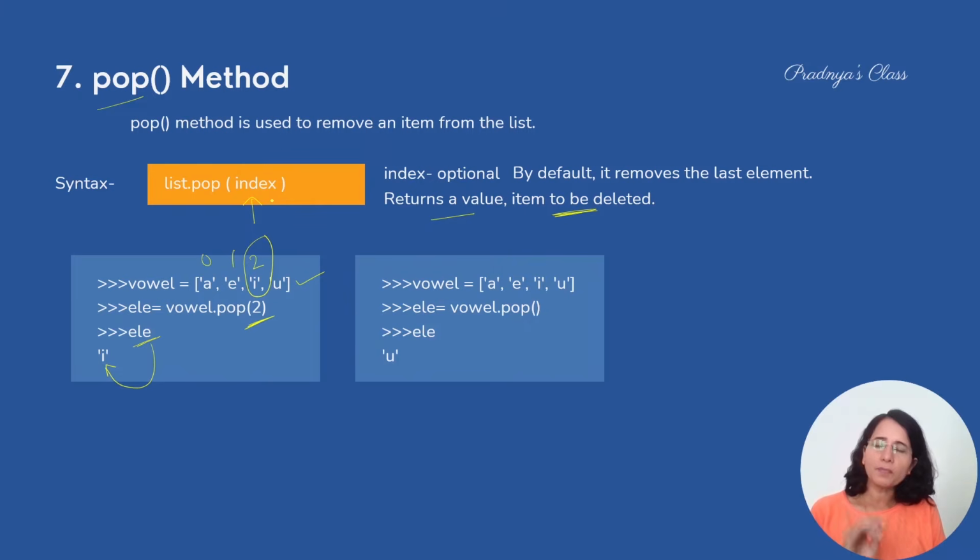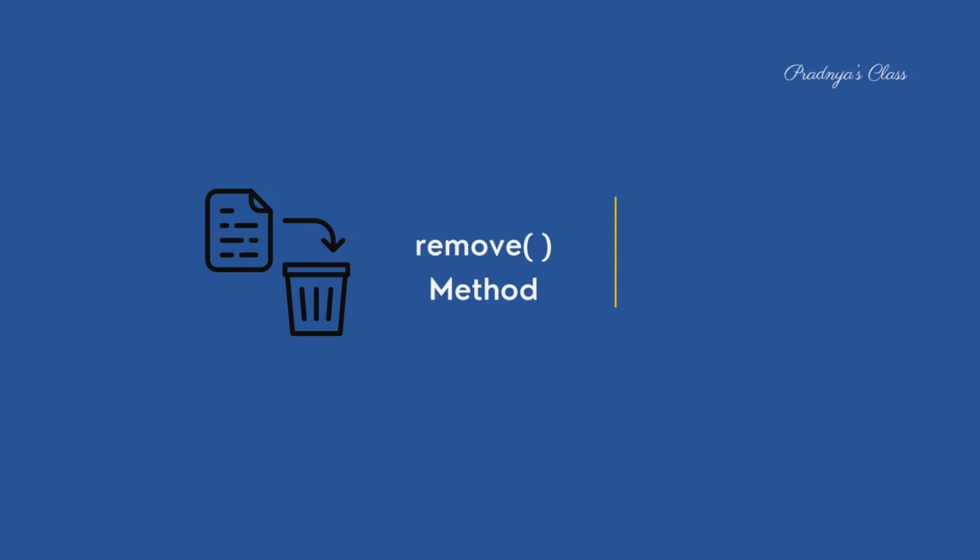And if we don't mention the index, it will remove the last element. So this index is optional. If I don't mention any index here, the last element will get removed. So this is the last element what we are going to remove from the list. We can apply this pop method to remove the entry in a situation like if any student is taking out admission in between the session and we have to remove that student's name from the roll.